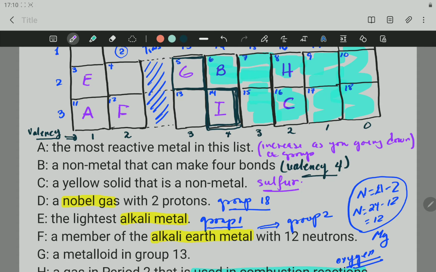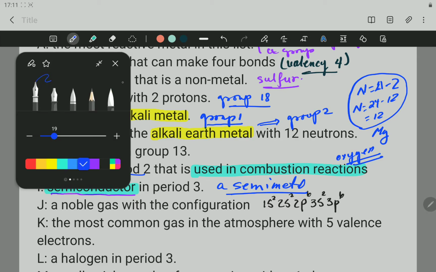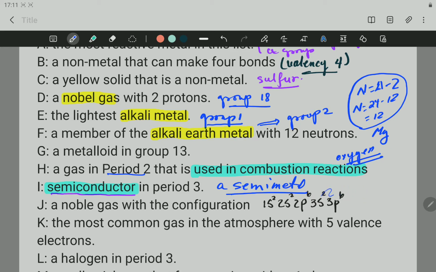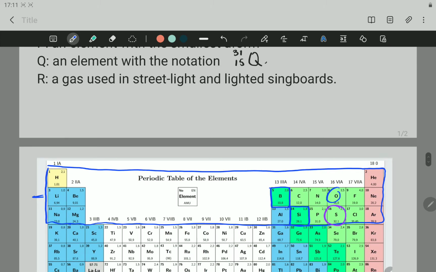That is for I. Moving on. J, a noble gas with the configuration of 1s2, 2s2, 2p6, 3s2, 3p6. If we look here, the numbers on top represent the number of electrons. So this one has 2 plus 2 is 4, plus 6 is 10, 16, 18. So we're looking at an element that in the neutral form has 18 electrons. If we go to the portion of the periodic table, that one will be this one here. Okay? And if you go to the actual periodic table, that is argon.